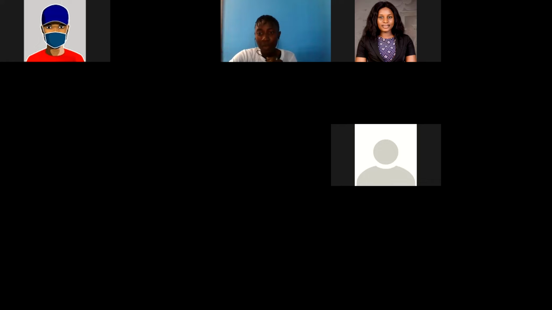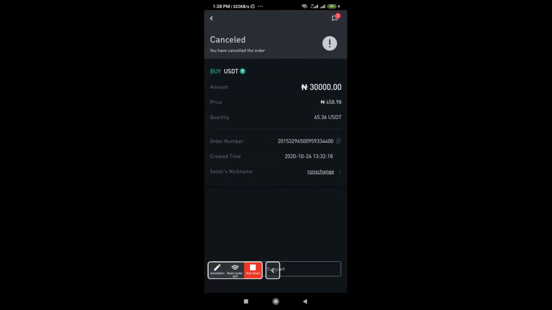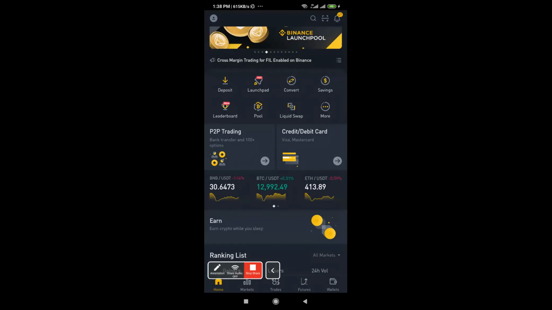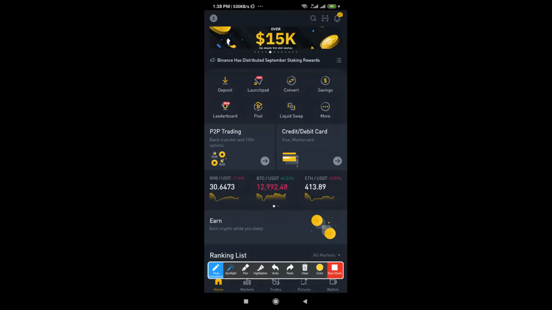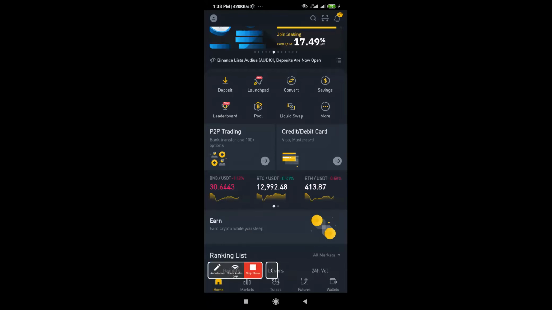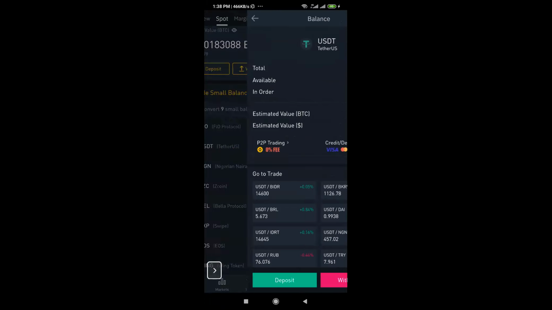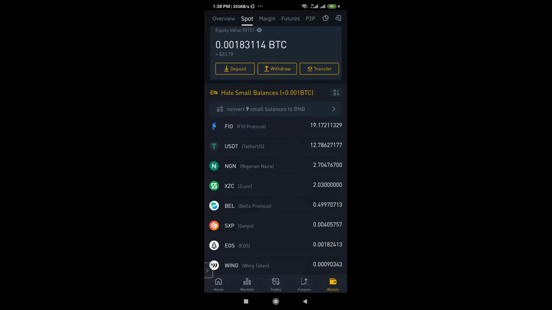So someone is asking, how do we make withdrawal? Okay, let me show you how. Quickly, let me share my screen here. So, to make a withdrawal simple, come to wallet. This is where wallet is. Click on wallet and look at what you want to withdraw. Say I want to withdraw this USDT I have here. Make sure you see it. So let's say I want to withdraw this USDT.